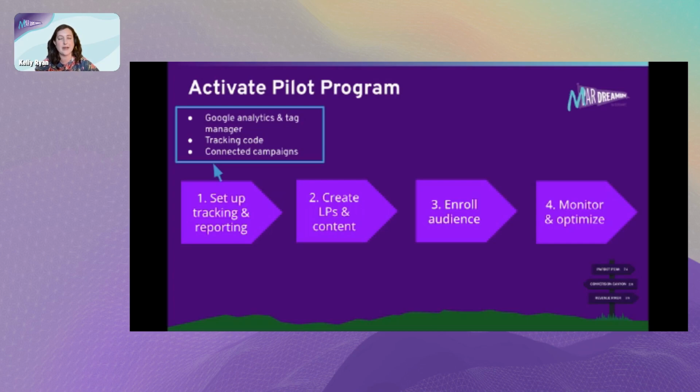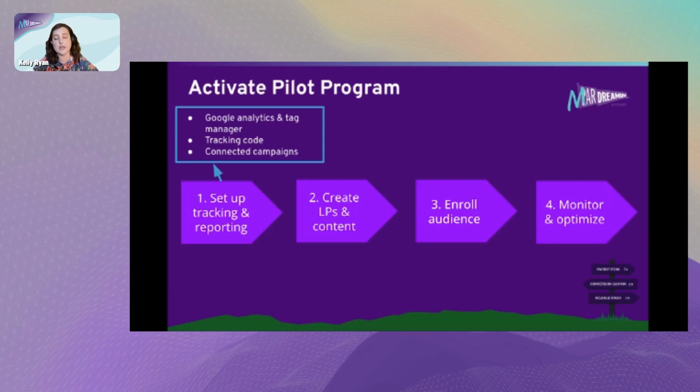So activating our pilot program. Step 1, setting up tracking and reporting. Using what tools you have and what skills you have, this is going to be a really essential first step. We want to set up Google Analytics and Tag Manager across our site, tracking code, if that's Pardot or whatever marketing cloud provider you have.